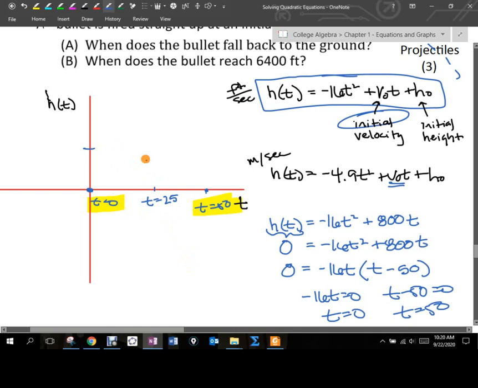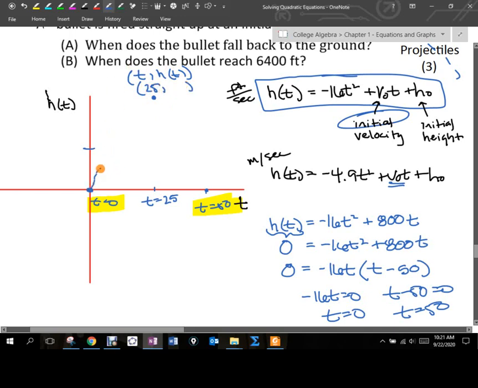That's where the vertex is going to occur. Now this thing is going to be concave down. So you said maximum earlier, right? That point right there is going to be a maximum. It occurs at a time, and then there's going to be a height attached to it as the y value. So the time was 25 seconds.